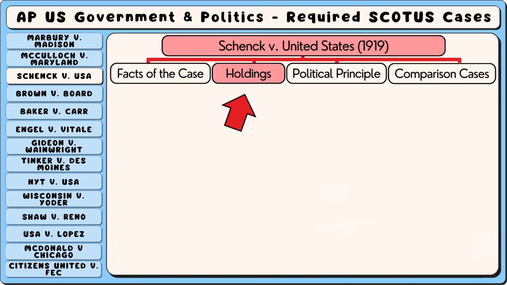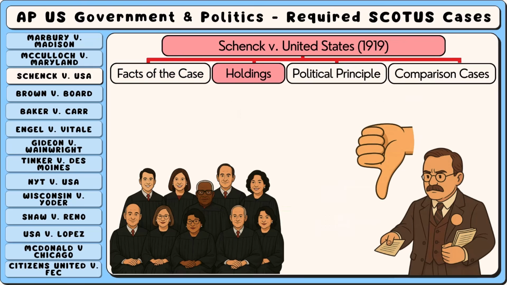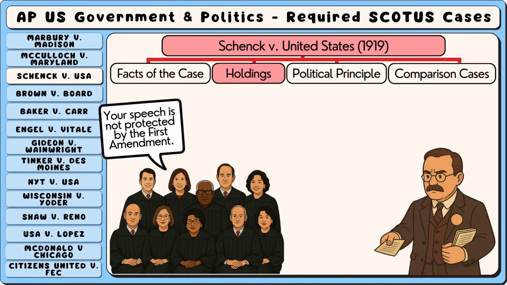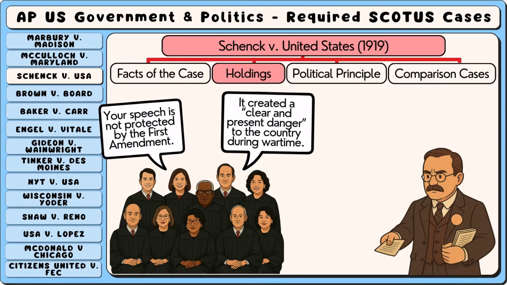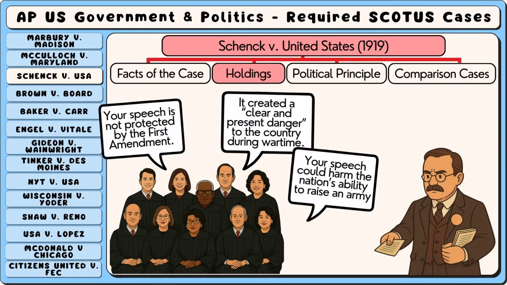Now let's look at the court's holdings. The court ruled against Schenck. The justices said that his speech was not protected by the First Amendment because it created a clear and present danger to the country during wartime. The court explained that distributing pamphlets encouraging people to resist the draft could harm the nation's ability to raise an army, which was essential for national security.